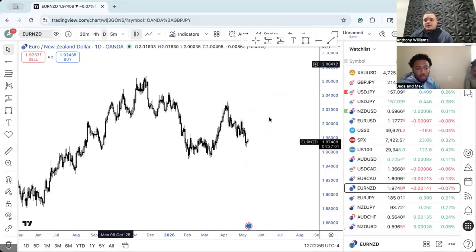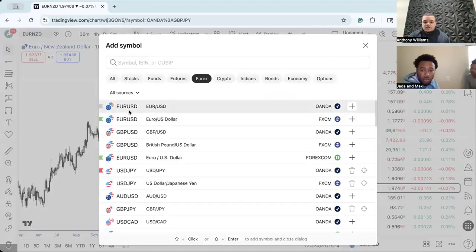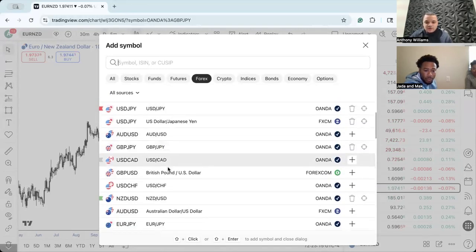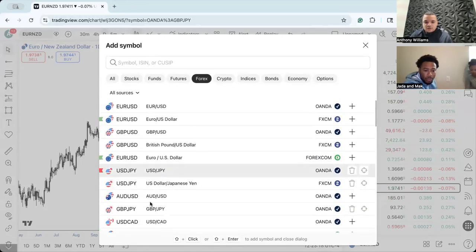EUR NZD, and all I trade is USD charts. So if you're on Forex, all I trade is Euro USD. You could trade GBP USD, USD JPY. Everything is just United States. I only do United States stuff. What I mainly trade only is GBP JPY. That's what you see on my chart right here.